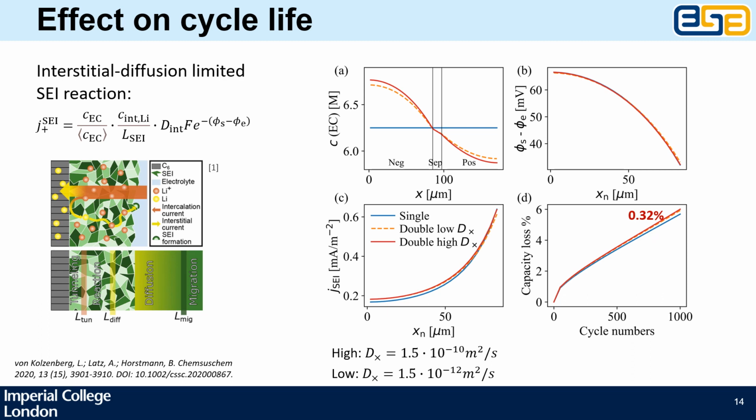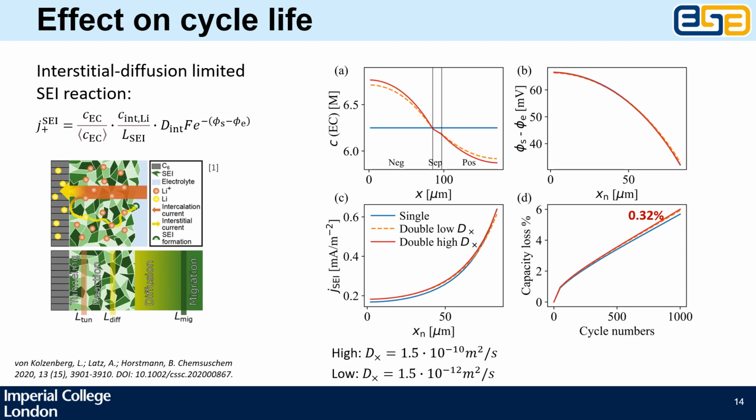But what about the effect on the cycle life? So as we mentioned before, the EC concentration will affect the SEI reaction rate as it participates into the SEI reaction. So here we pick the interstitial diffusion limited SEI reaction, which is proposed by Von Kolzenberg and co-authors, and it assumes the diffusion of interstitial lithium in the SEI is the rate limiting process of the SEI reaction. And we add here a linear dependency on the EC concentration, and the result is shown here.